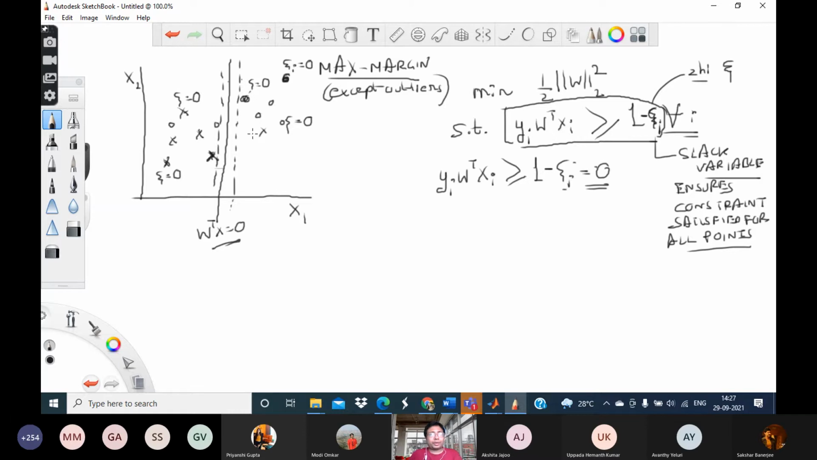The problem arises with this point, this cross. As you can understand, it is misclassified. Now, it is misclassified means what?